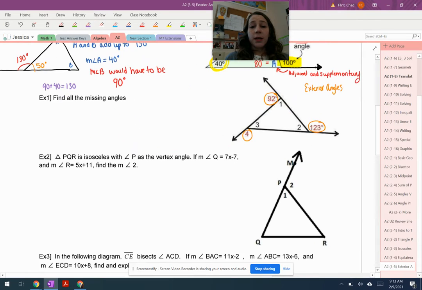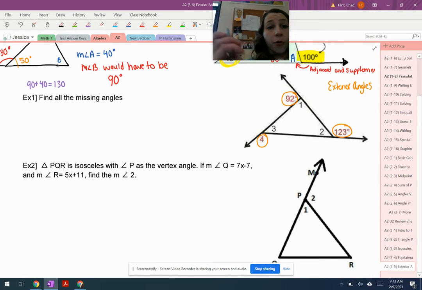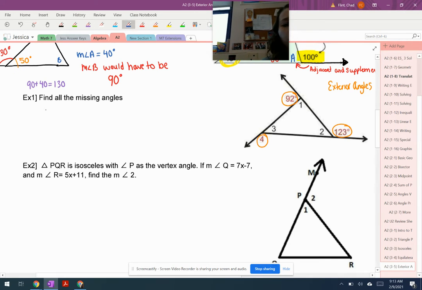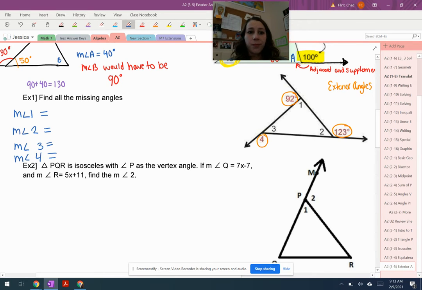Okay, real life example 1 for this. Find all the missing angles given this diagram. So I can see on this diagram that there are 4 missing angles, and I'm just going to chart that over to the side so I know that I find all of them. So the measure of angle 1, the measure of angle 2, the measure of angle 3, and the measure of angle 4 also. All right, 4 angles that I'm looking for.